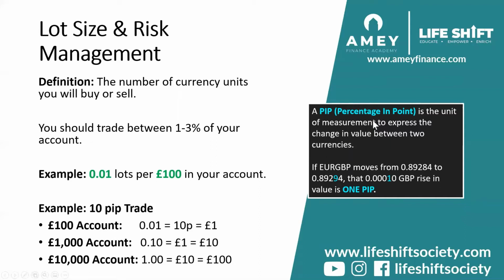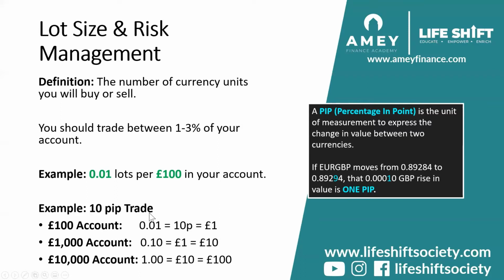Now, a pip is a percentage in point, and is the unit of measurement to express the change in value between two currencies. A good example of this: if Euro GBP moves from 0.89284 to 0.89294, then that is a 0.00010 GBP rise in value, which equates to 1 pip. We do not acknowledge the last number because that's a pipette, so you ignore that and the pip will start from the following number afterwards.